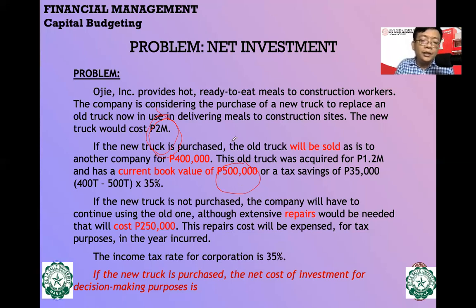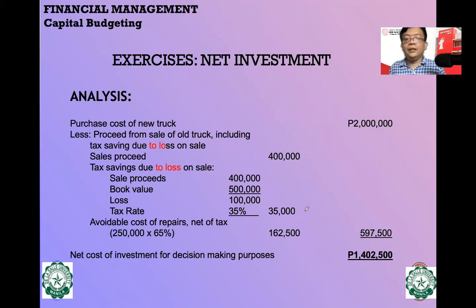So 400 is our selling price minus 500. You have a loss of 100 times 35%. So you have tax savings of 35. This is a loss, whereas earlier we had a gain. Okay? If the new truck is not purchased, the company will have to continue using the old one. Although extensive repairs would be needed, that will cost 250,000. So meaning, if you buy the new one, you will no longer have repairs worth 250. Income tax rate is 35%. So how do we do this? Okay? So this is the cost of the new machine. This is only what we discussed last time.